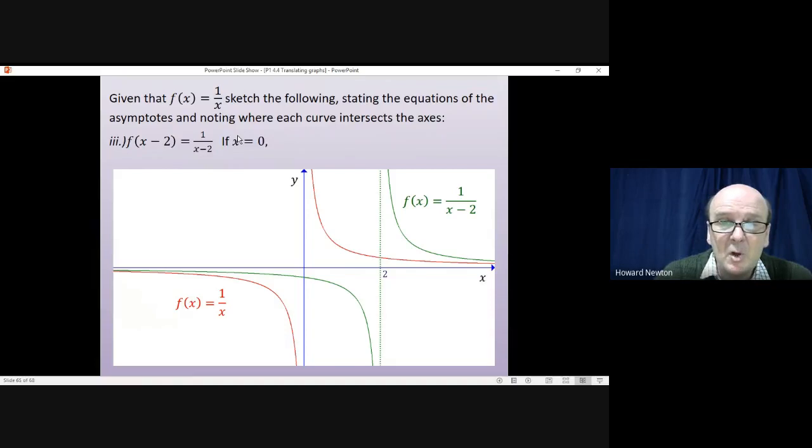Now, we need to know what happens when x is 0, because we're trying to find the crossing point on the y-axis. And if x equals 0, then this becomes 1 divided by minus 2, or minus a half. So this crossing point here on the y-axis will be where y equals minus a half.